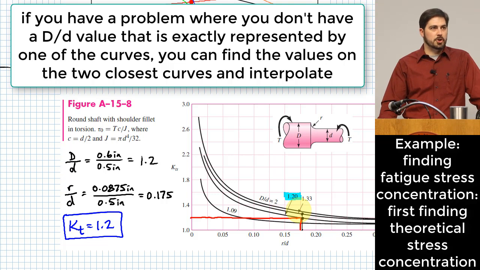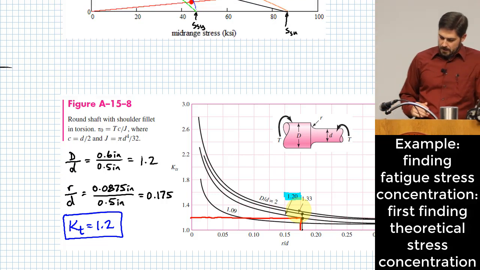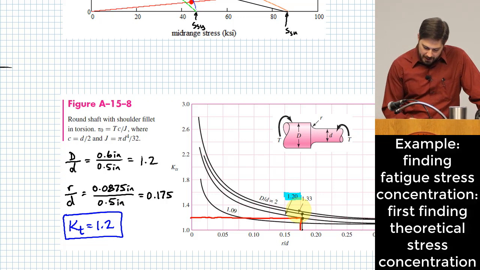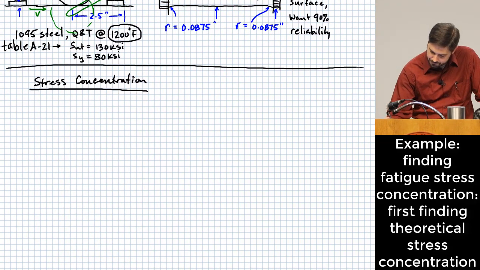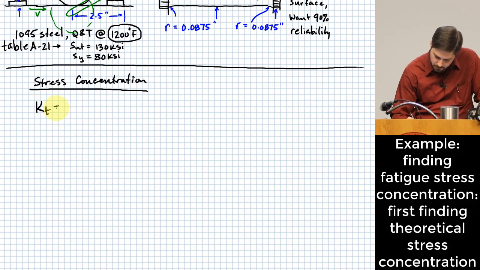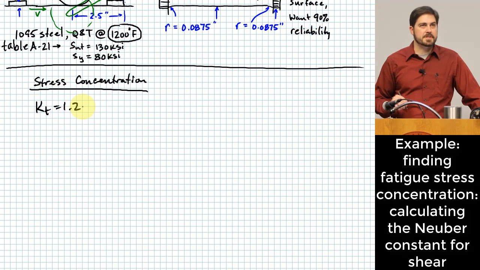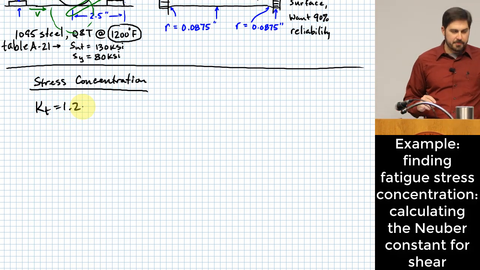All right, does that sound good? All right, so now we have K sub t. What do we do with that? Okay, K sub t is 1.2. What we need to know is what's K sub f. To get K sub f, what do we need?